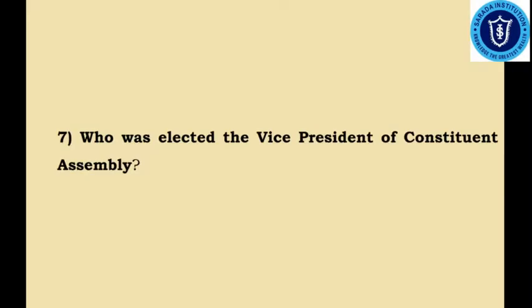He was the president of India for 2 terms, first from 1950 to 1957, then from 1957 to 1962. So Dr. Rajendra Prasad was the first president of the Constituent Assembly. Question number 7. Who was elected the vice president of Constituent Assembly?